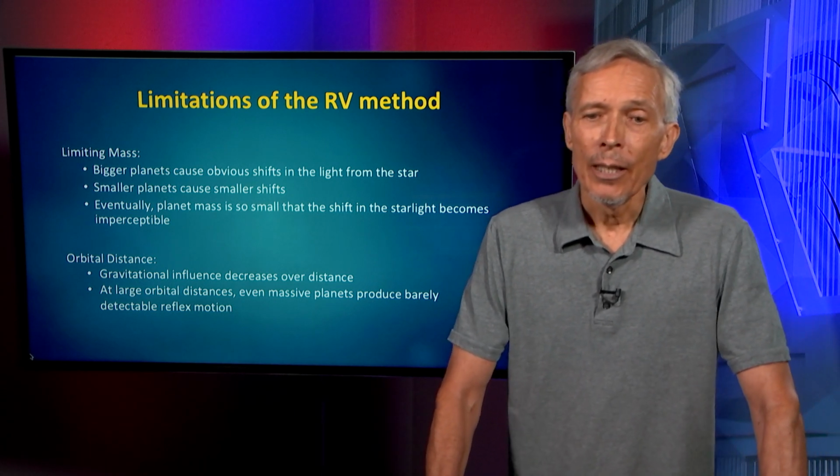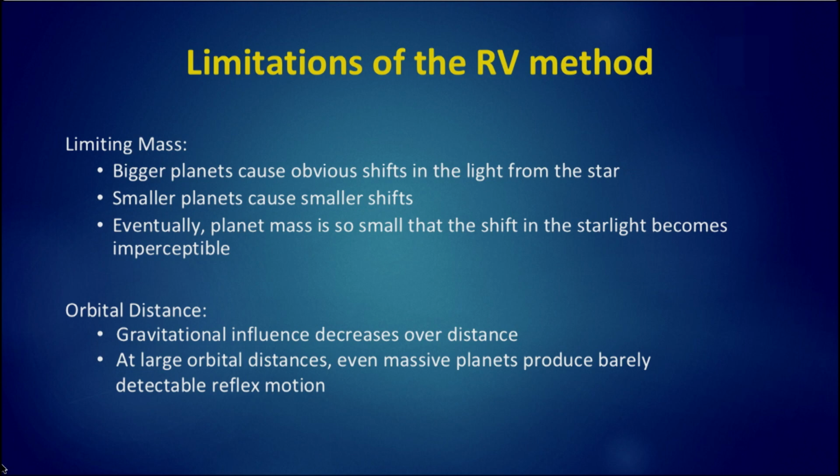Another limitation is the orbital distance: the gravitational influence decreases over distance. And so when the distance is large, the radial velocity effect becomes small too. And so we can't detect planets of a particular mass at a very large distance.